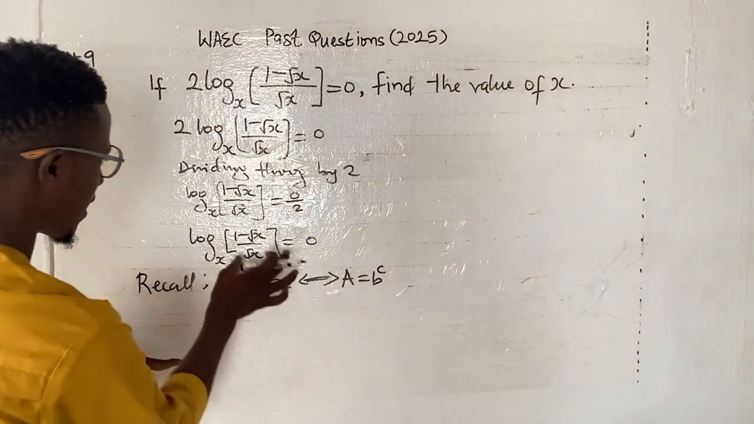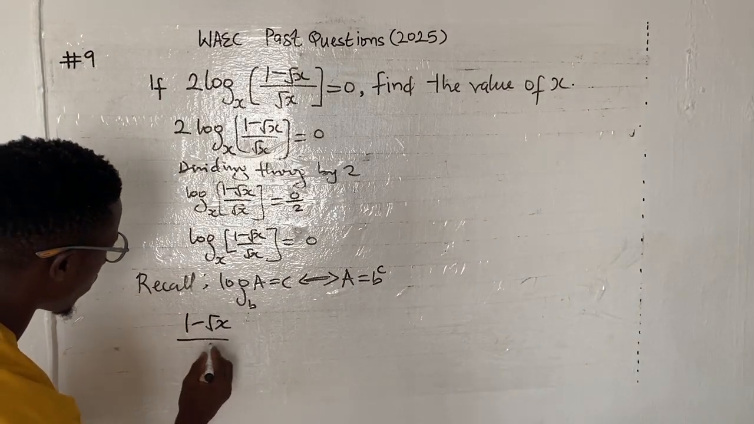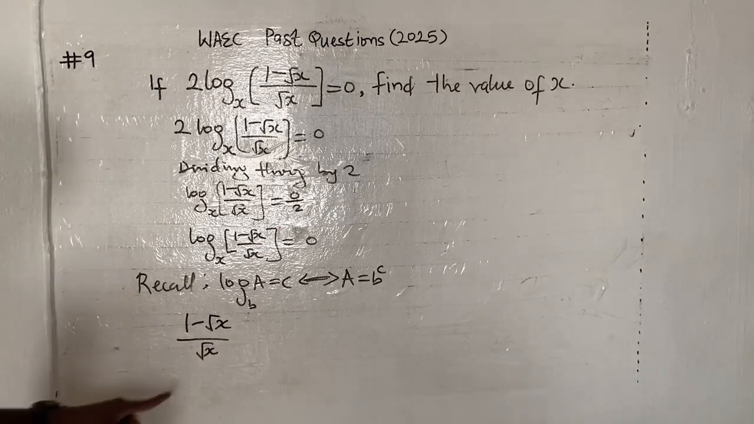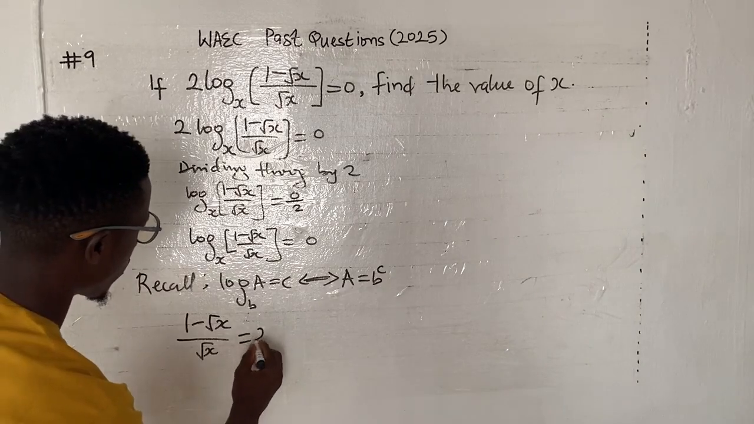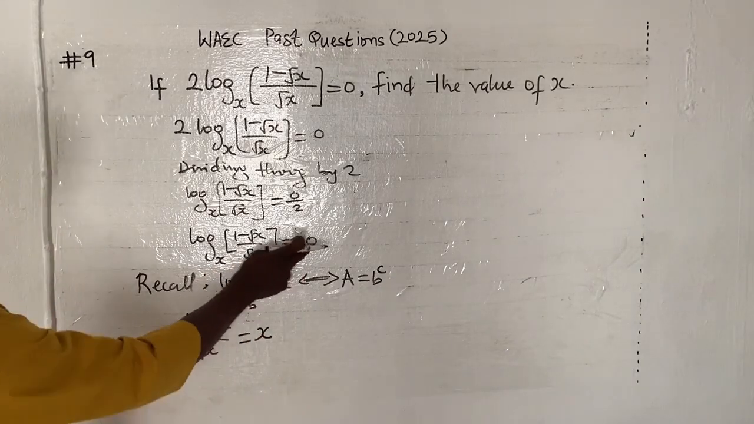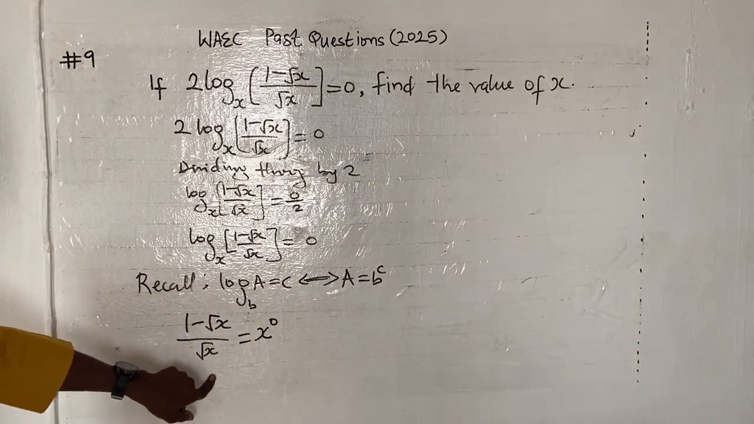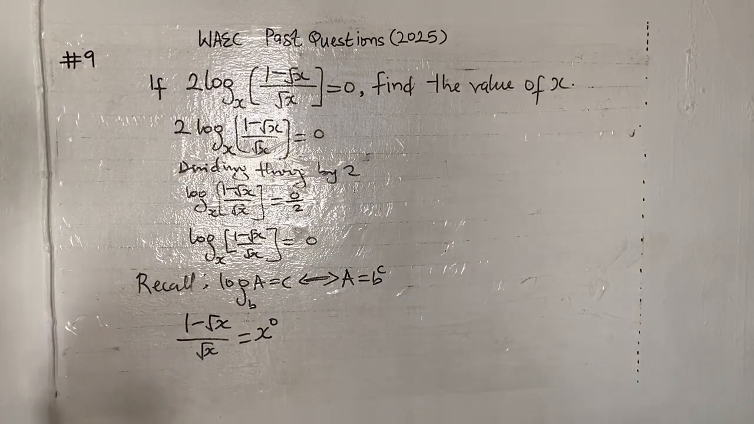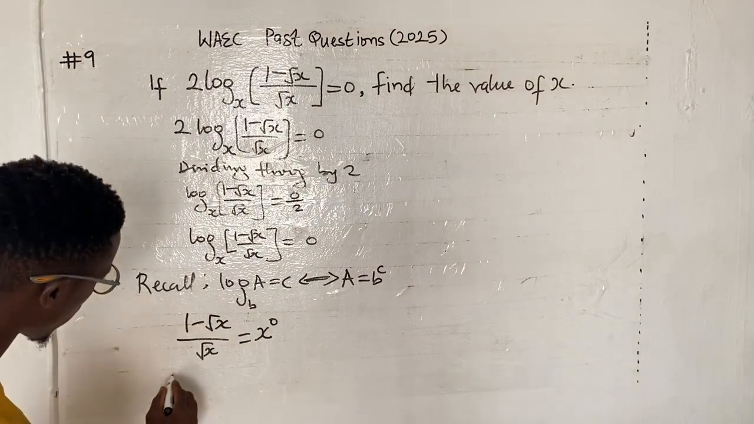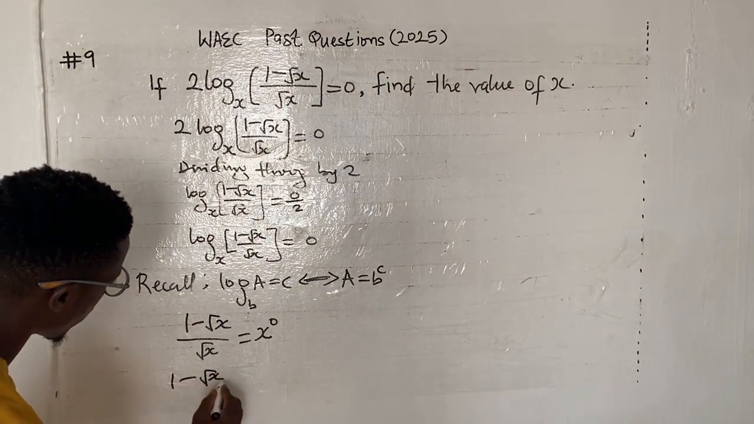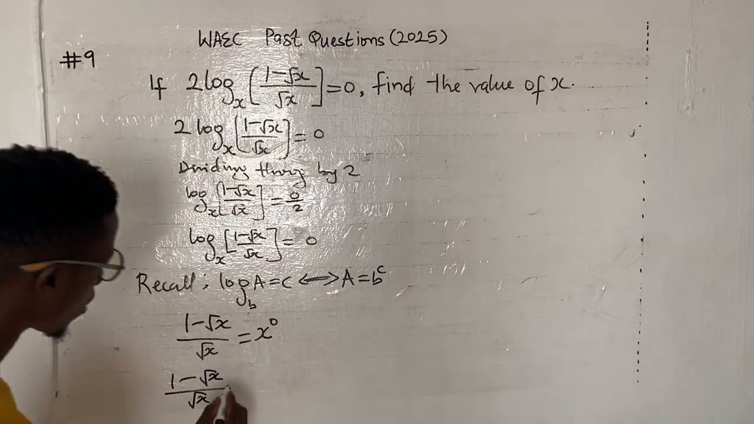So we can rewrite it and say this, which is 1 minus root x divided by root x, sorry, equals to what? The base x raised to power what? What we have in front, which is C here, but raised to power 0 here. And in this case, our question is less complicated. What do we do next? If you solve this, anything raised to the power of 0 is what? Is 1. So we are left with 1 minus root x divided by root x equals to what?